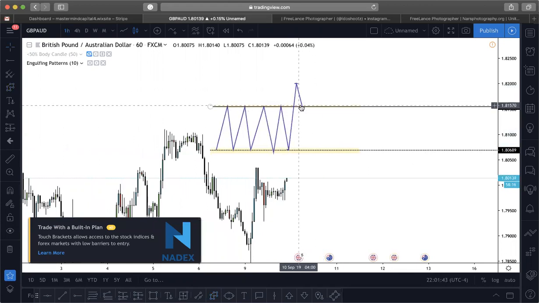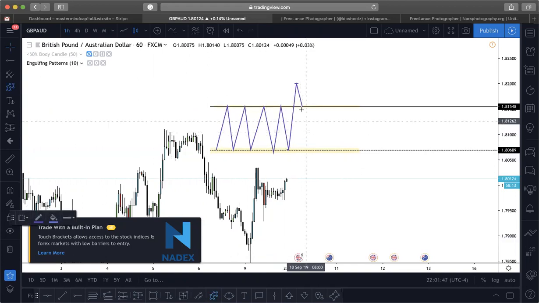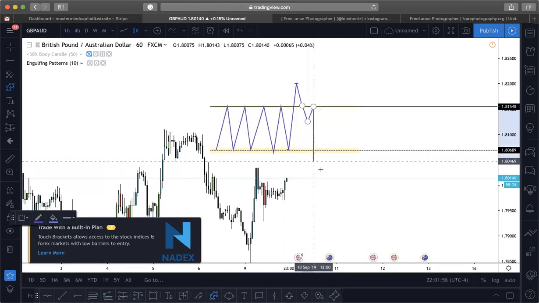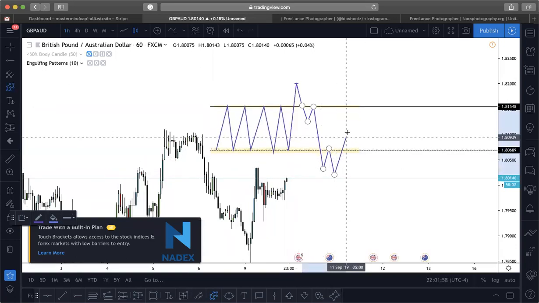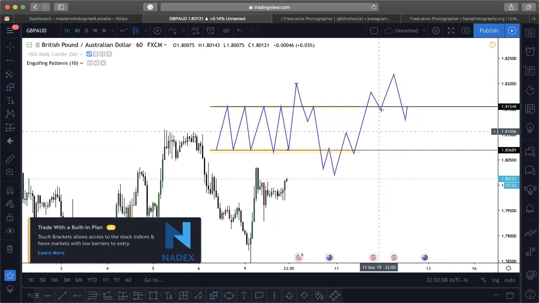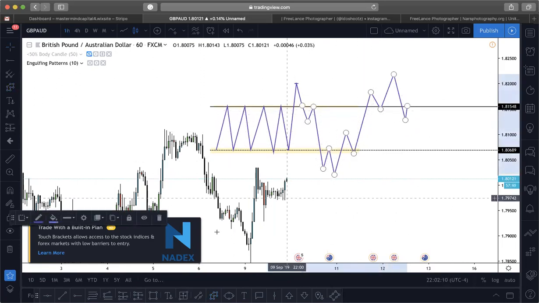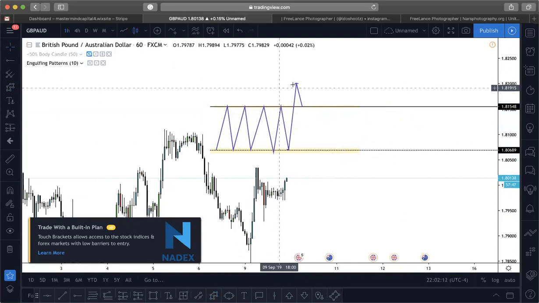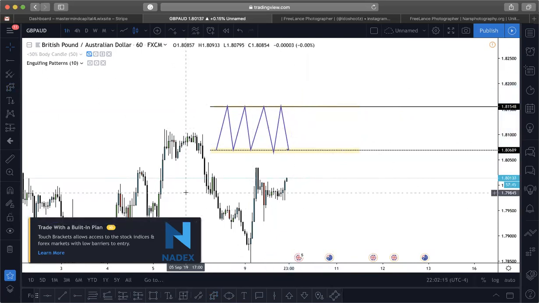This resistance now becomes support, right? And if the market breaks under, then this, which was support, now becomes resistance, and vice versa, right? Now, when you're trading, you would learn how to anticipate when it's going to break or when it's going to hold, right? Essentially, if you're trading support and resistance, this is how the trade would go.